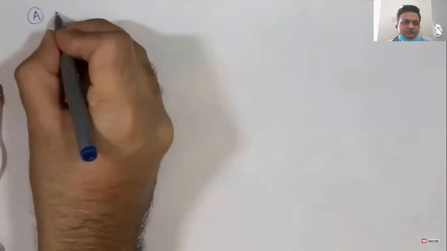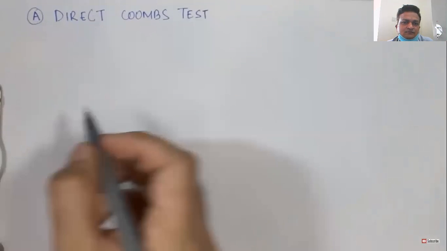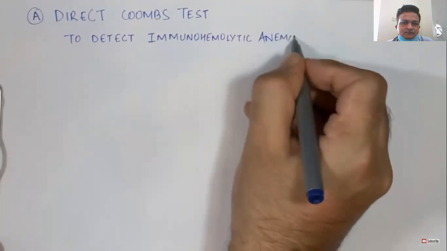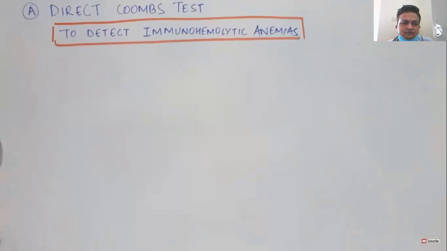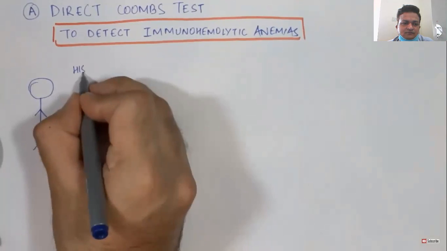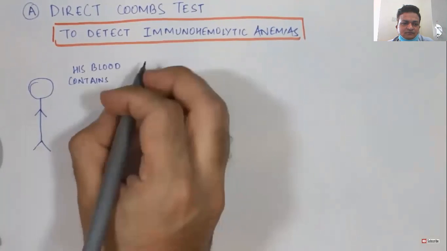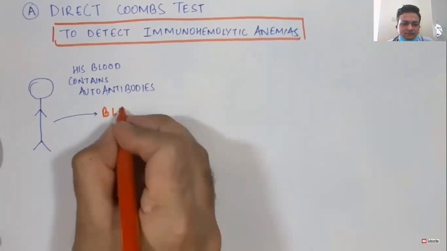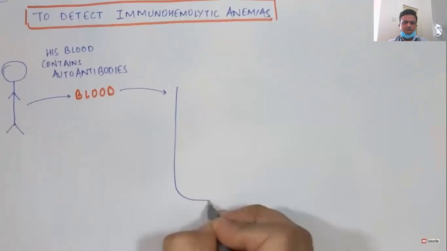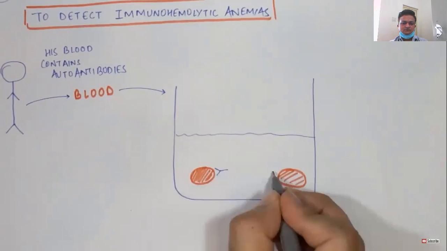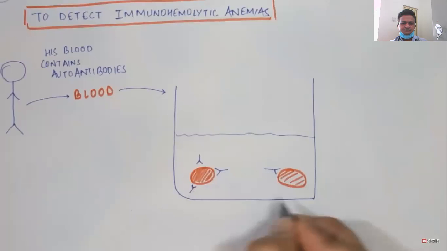Let's first talk about the direct Coombs test. And out of the two types of the Coombs test, this is the one which is used to detect the immunohemolytic anemias. So let's suppose this is a human which has immunohemolytic anemia, and his blood contains autoantibodies which are directed against his RBCs. So what we do is we take the blood sample from this patient and we put that blood into a test tube or a beaker. So here are the RBCs which are present in the blood of this patient, and here are those antibodies which are attached to the RBC surface.